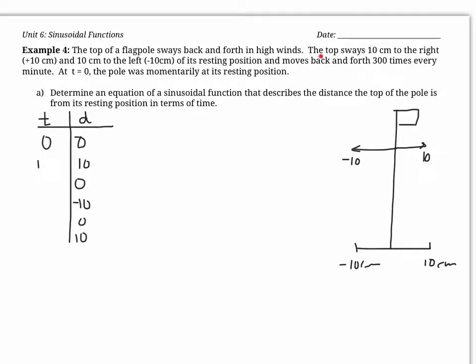So it says the top sways to the left and to the right 300 times every minute. So it goes to the left and to the right 300 times every single minute. So that means there are 300 cycles in 1 minute. So how long would it take just for one cycle? So 300 cycles in 60 seconds.